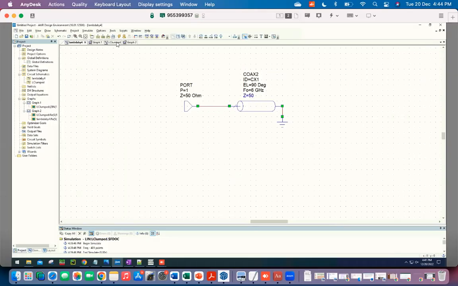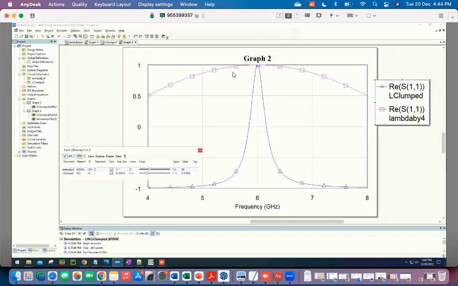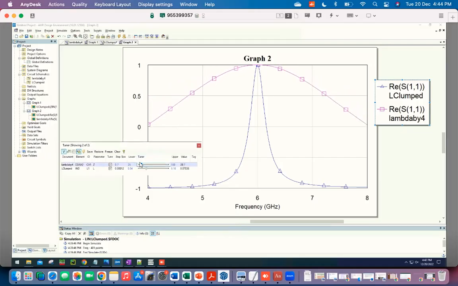So if I want to make this resonance narrower, I need to increase the capacitance. So what should I do with Z naught? If I decrease this, it starts to get sharper. And right now I'm at 25 ohms. Let me pull the limit down to like 1 ohm.